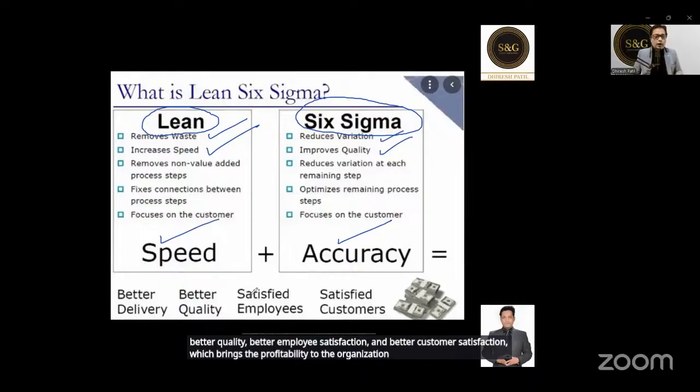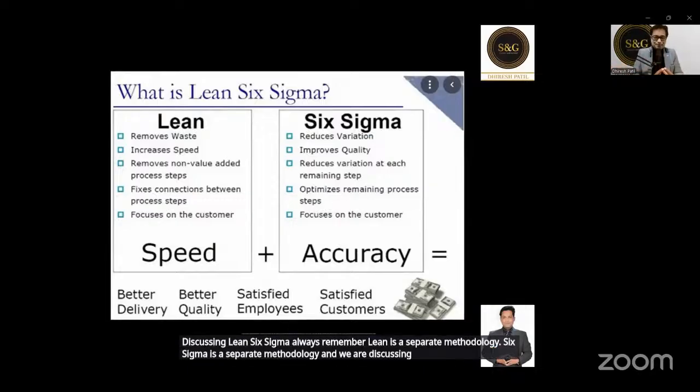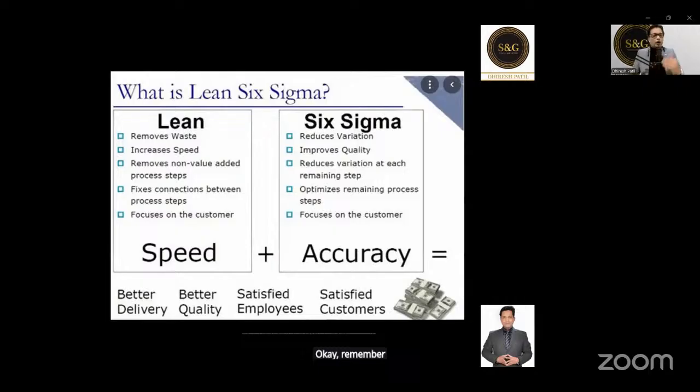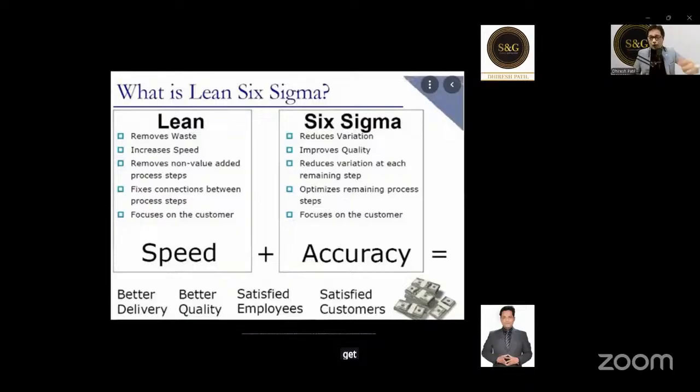When we are discussing Lean Six Sigma, always remember Lean is a separate methodology, Six Sigma is a separate methodology, and we are discussing the combination. That's why a lot of people ask me whether we go for Lean or go for Six Sigma. Always the answer should be that the combination is the best option, because both methodologies are powerful. The combination of Lean Six Sigma can get the best out of both these methodologies.